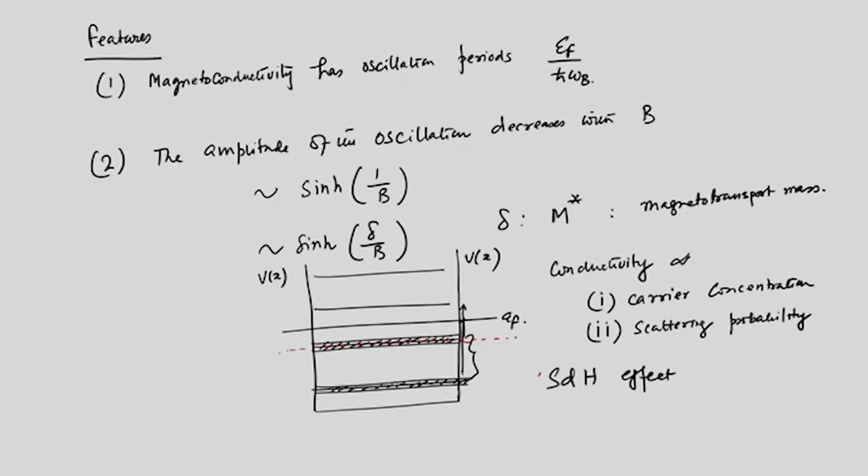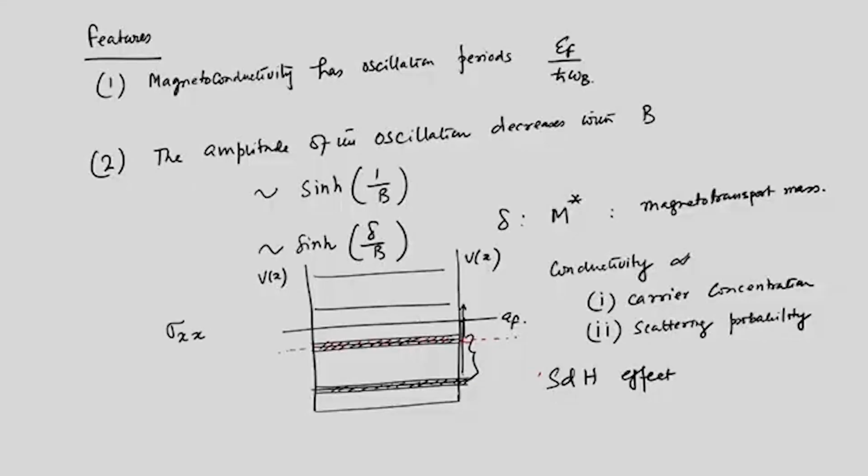So, we have talked about the Hall conductivity or Hall resistivity. Now, we have talked about the other resistivity or conductivity, that is in the longitudinal direction. If you wish, you can call this sigma xx, which is called the magnetoconductivity, or magnetoresistivity by rho xx. And this magnetoconductivity shows these oscillations.